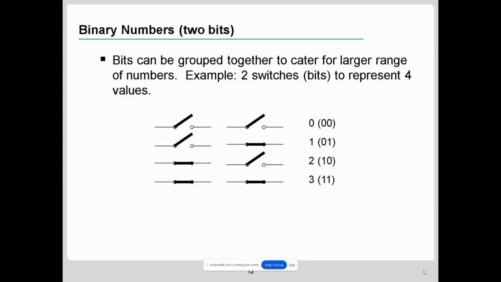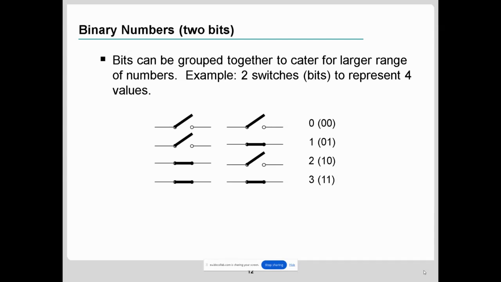how many bits do we have? 2 bits. So what are the different possible combinations? 0 0, 0 1, 1 0, and 1 1. If we have 3 bits: 0 0 0, 0 0 1, 0 1 0, 0 1 1, 1 0 0, 1 0 1, 1 1 0, 1 1 1. Got it? Now we can represent something.